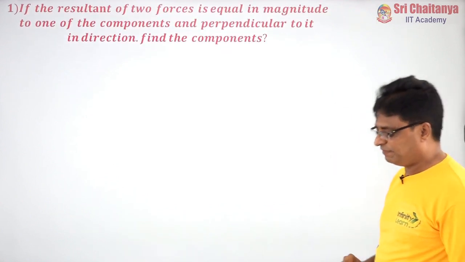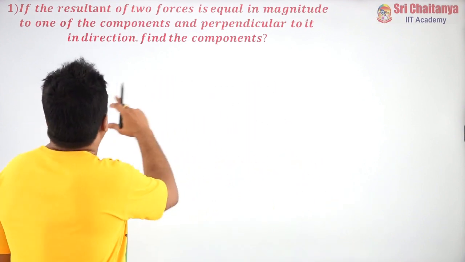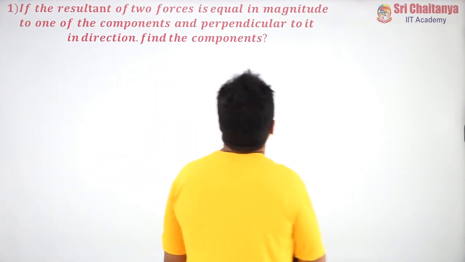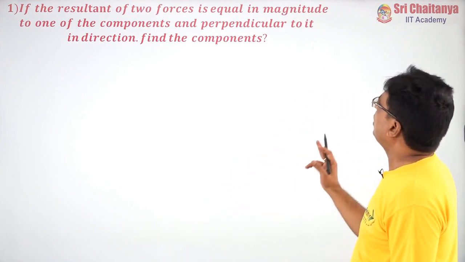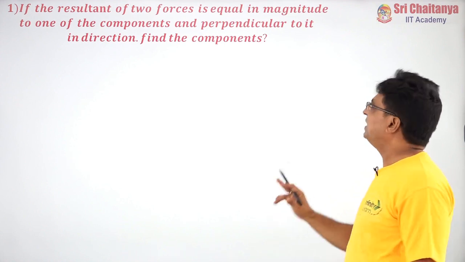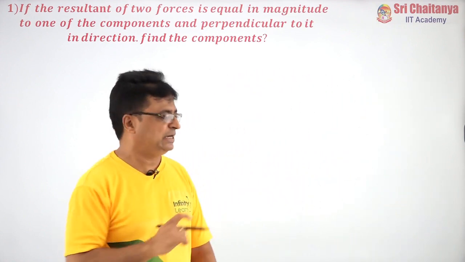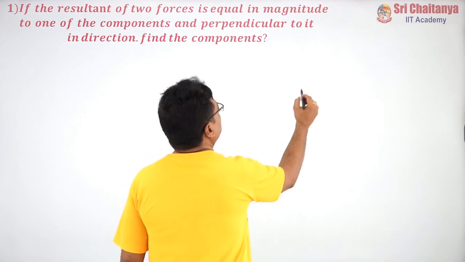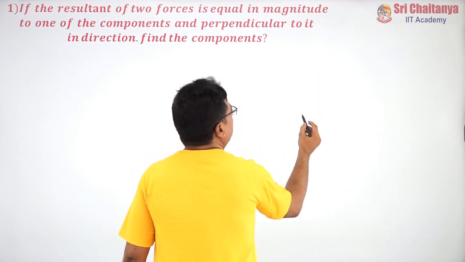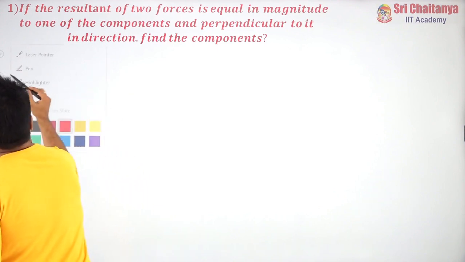Now see my friends, read the statement properly. What is given? If the resultant of two forces is equal in magnitude to one of the components and perpendicular to it in direction, find the components. See my friends, before solving this problem I need to explain some data for you.